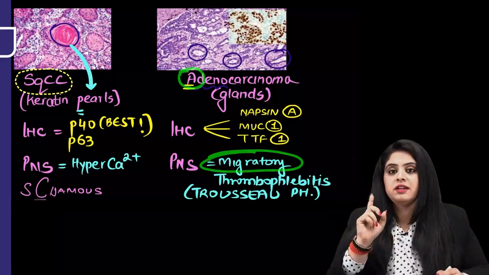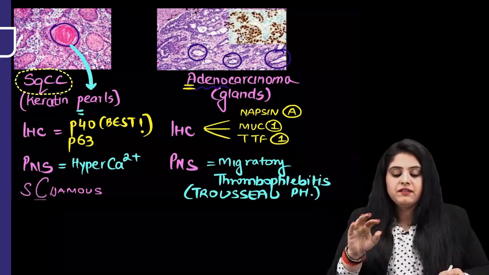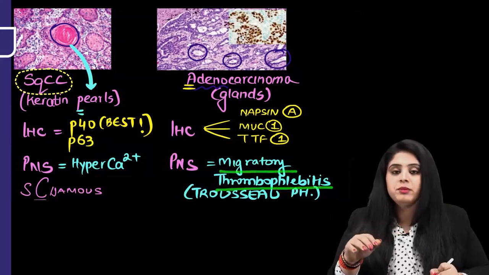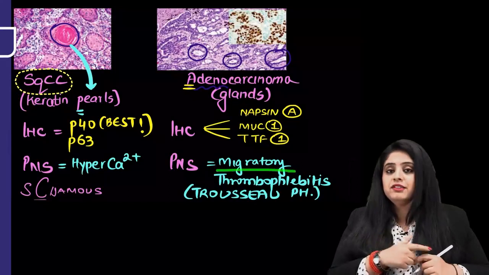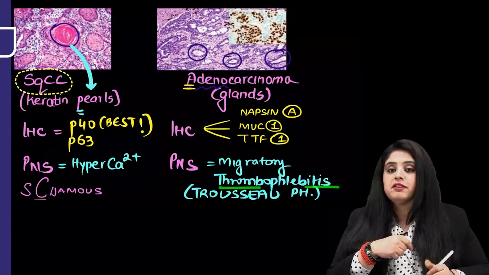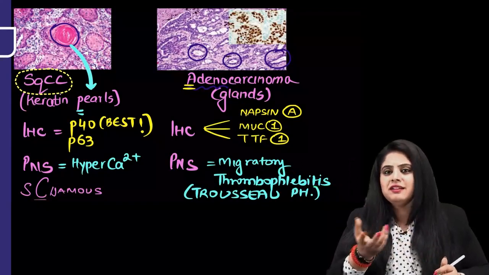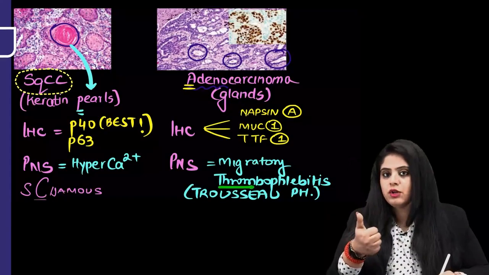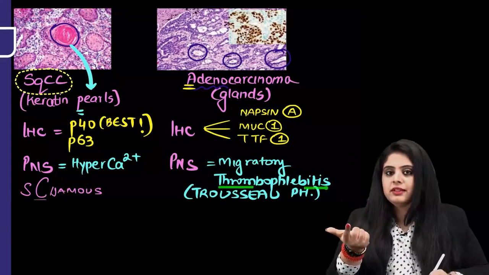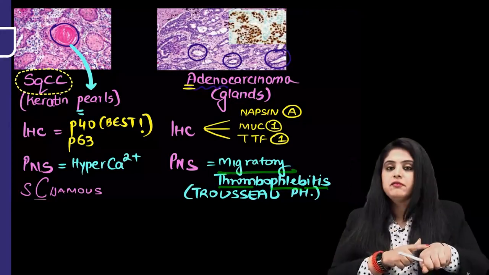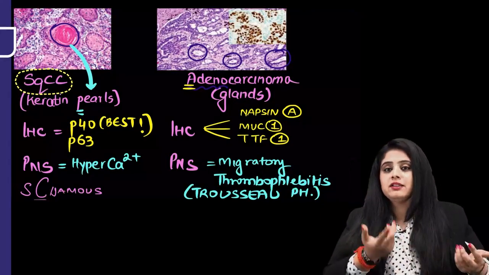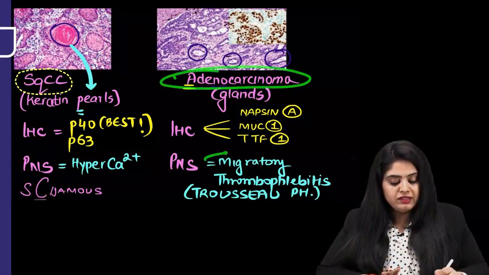So when something is roaming around, it's awara. Remember, adeno is awara. Adenocarcinoma is awara. It is always going to roam around. It's going to show you migratory thrombophlebitis. Migratory means it's going to roam around. Thrombus and inflammation. So now let's decode it. Thrombo means thrombus. Itis means inflammation. Phlebo means veins. So it's going to migrate from one vein to another, from one vein to another. It's roaming around. So adenocarcinoma is awara.